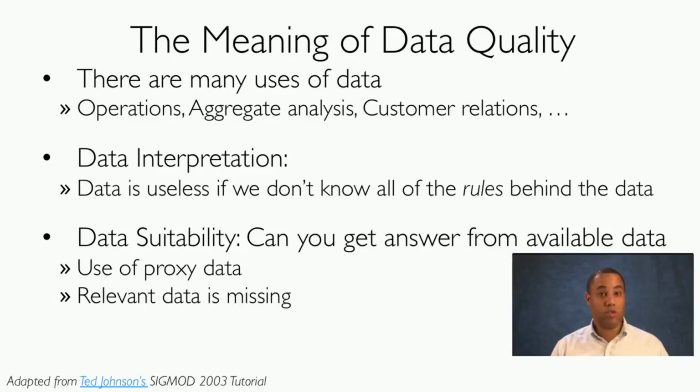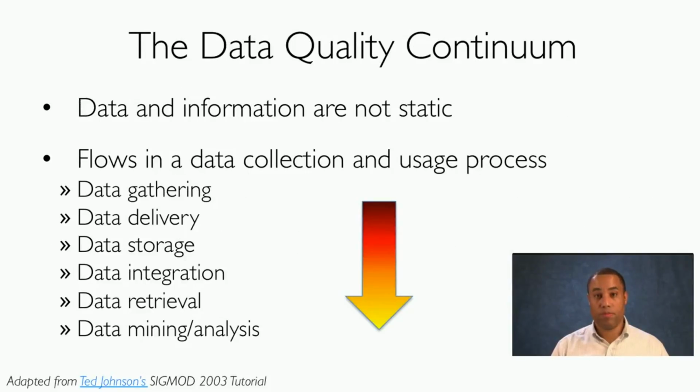And then there's a question of data suitability. Can we get the answer that we want from the available data? We may have proxy data that's approximating the data that we're looking at, or we may be missing the important relevant data that we need to make a decision.